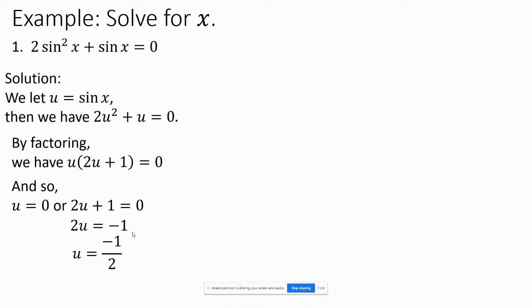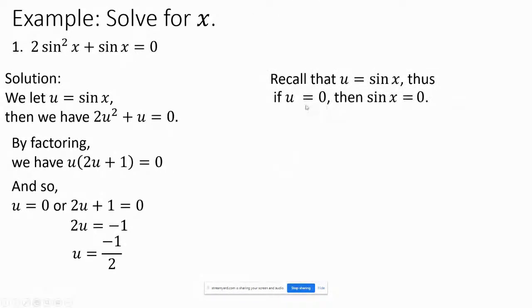Tama po. So, sir, magge-general ka na ba? Hindi po. Kasi hindi naman angle yung nakuha mo dito, di ba? Hindi naman angle si u eh. Function siya, si sin x siya. So, what do we do? We will just replace again u with sin x. If u is equal to 0, itong una, then u is sin x, so sin x is equal to 0.